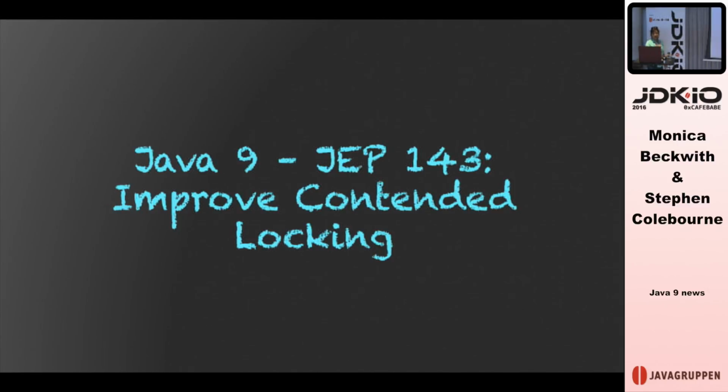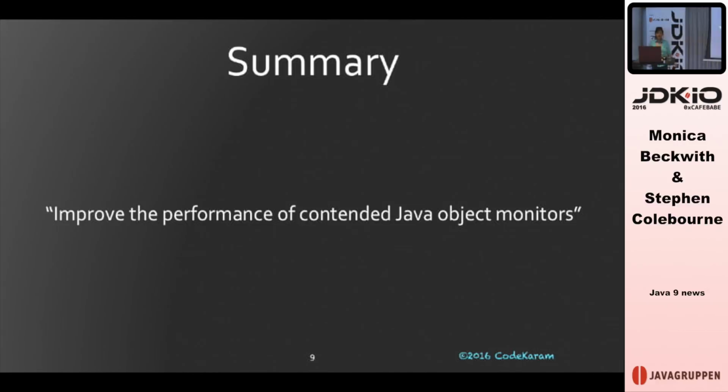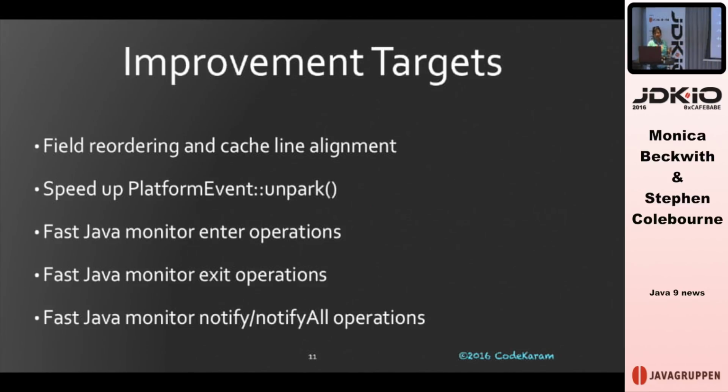So we're just going to concentrate on the JEP, okay? In the summary of the JEP, they said improve the performance of contended Java object monitors. So we create a quick benchmark that has contention in it. We make sure that it's contended, and then we try to see what targets they have listed in their JEP. So these are the targets listed in the JEP.